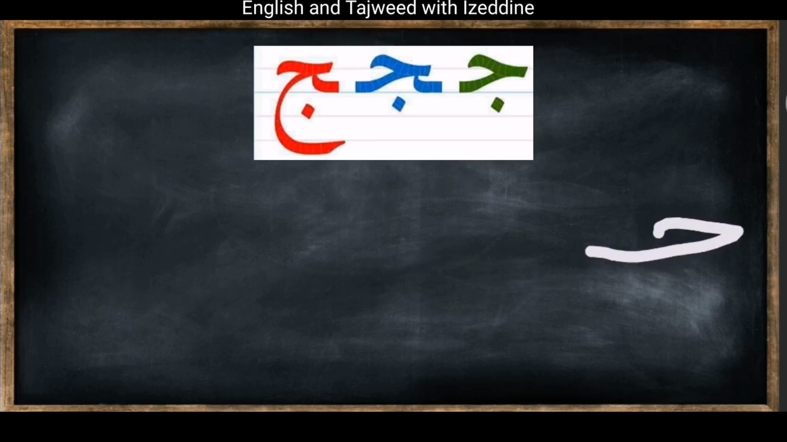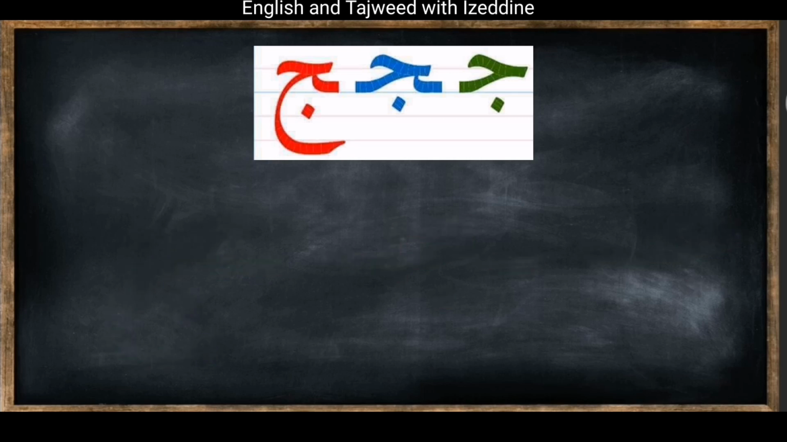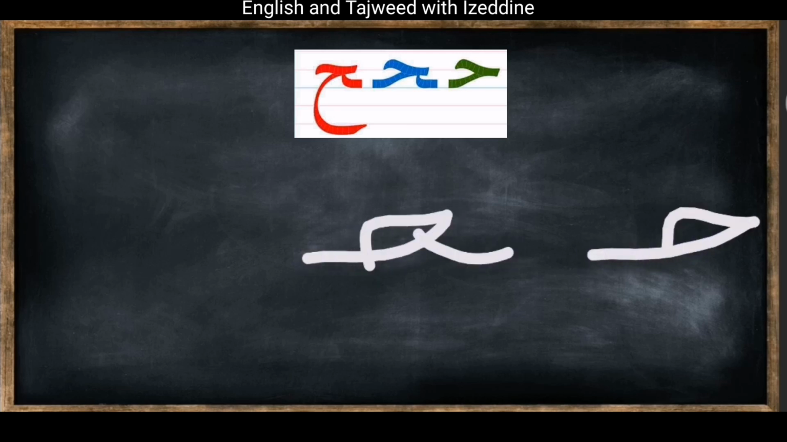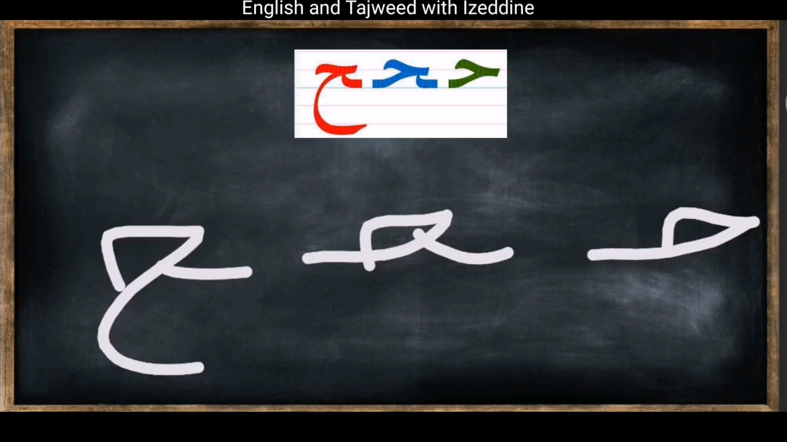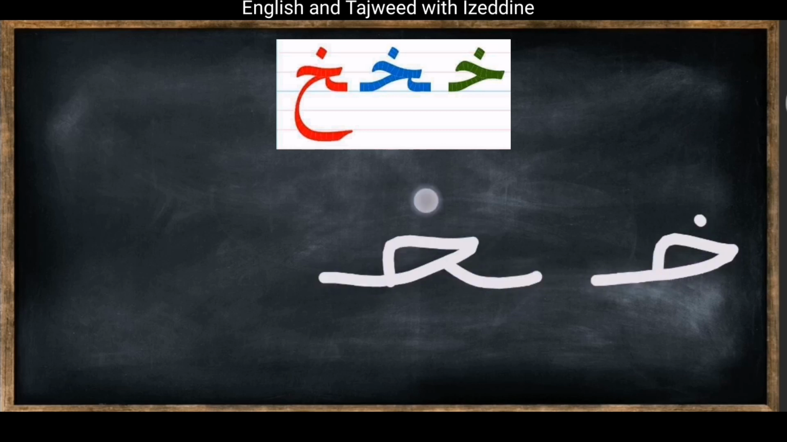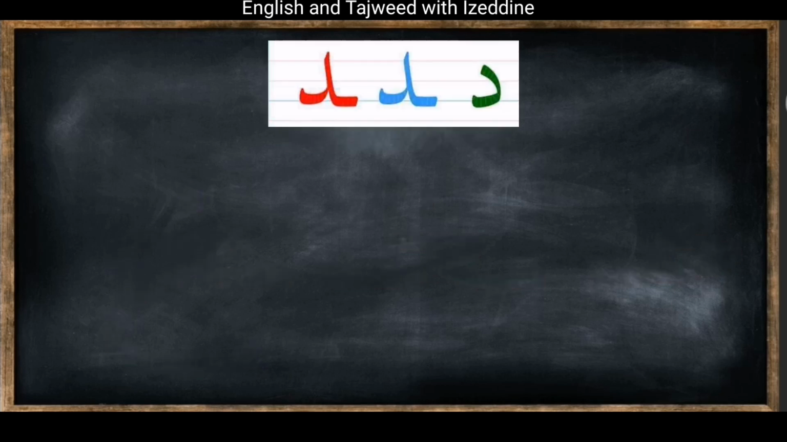Jim as the beginning without a tail, as you see. Jim as the middle and Jim as the end. It has a tail. Ha is the same thing like Jim as the beginning, as the middle, and at the end. The same thing for Kha as the beginning, as the middle, and at the end.